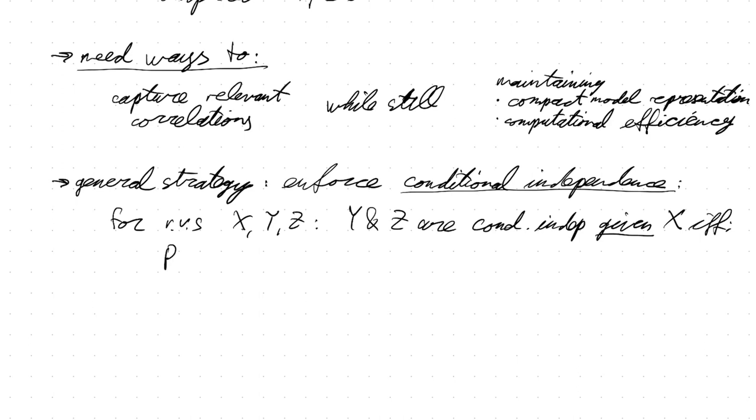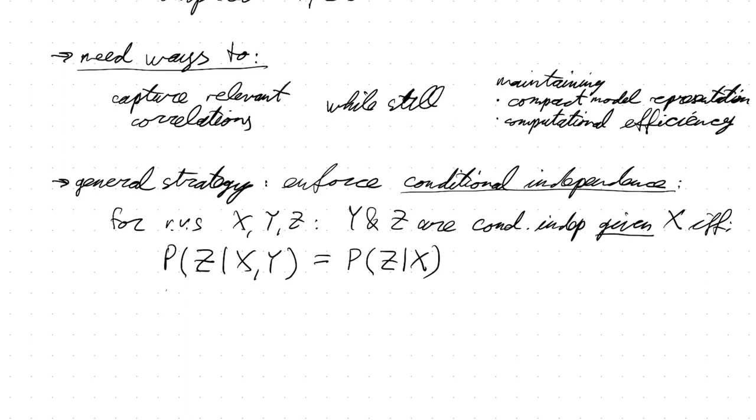if the probability distribution, and this is very similar to the definition of standard independence, but I'm going to write it in a slightly different way. The most natural way to think about this is to say that P of Z given X and Y is the same as P of Z given X. So if we already know x, then knowing y doesn't give us any additional information about the probability of z.